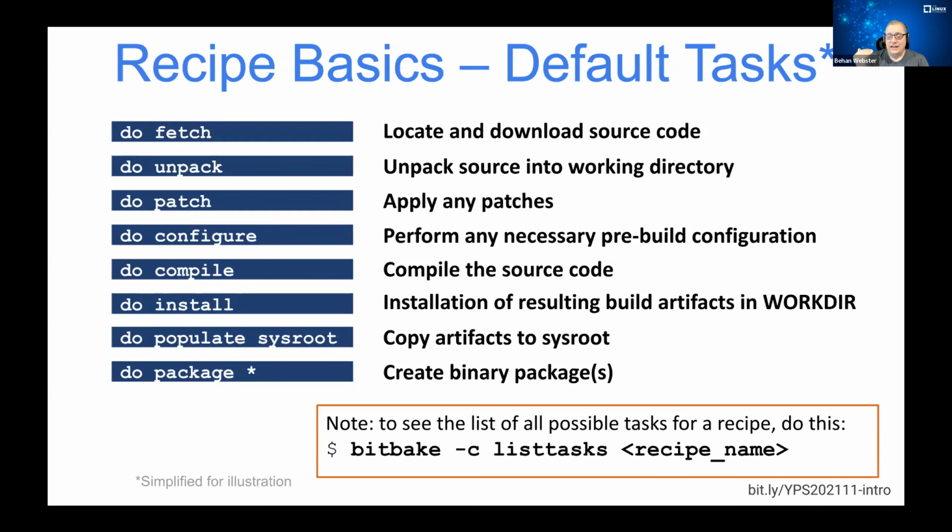Now, this is a normal, or rather a typical, set of recipe tasks that you may find in a particular thing. It's not always the list. You can get a specific list of tasks by running the list tasks command to see how that works. And there's in fact more than what we listed here. These are sort of the most important of the list.